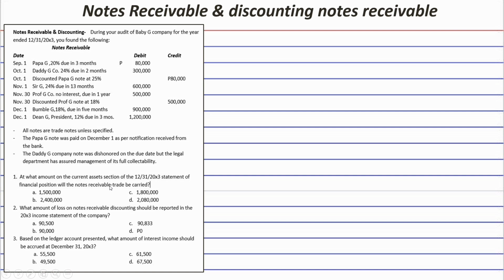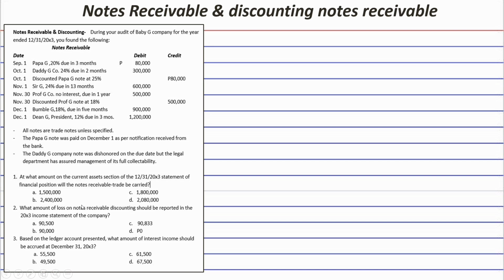Okay? Now, aside from being trade related, the note receivable asked here should be current receivables, which normally means it should be paid within 1 year or less in the statement of financial position of Baby G. And again, that is at December 31, 20X3, which means that the financial reporting date of Baby G is every December 31. So Baby G is following the calendar year. Okay? So again, the question number one is it should be a current notes receivable and is related to trade.